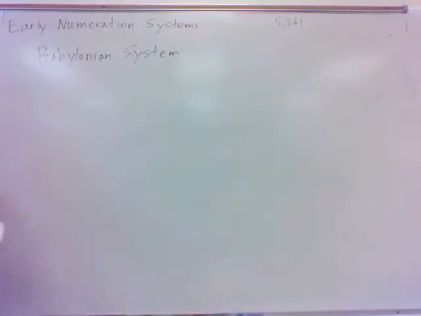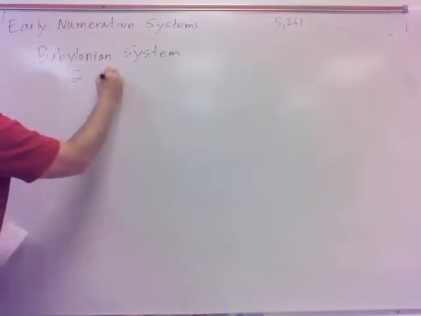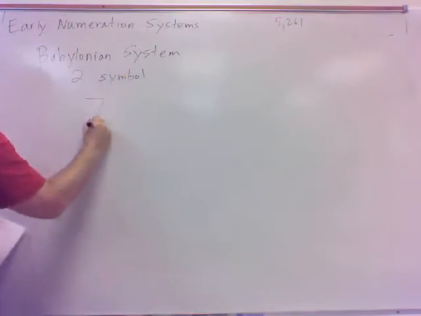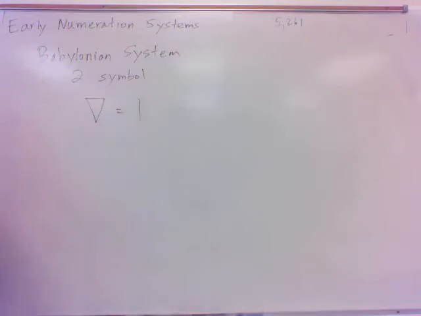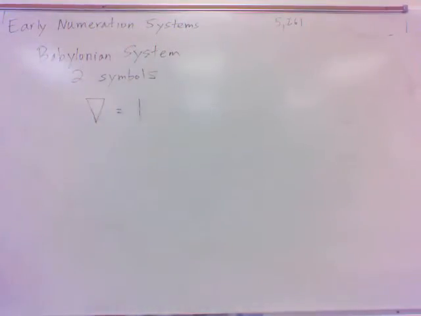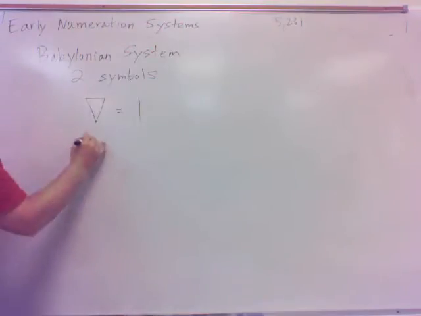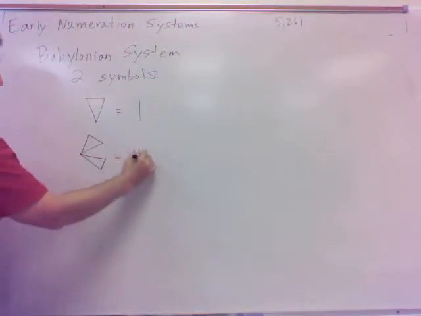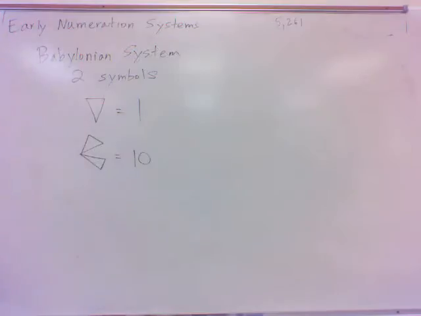And interestingly enough, their system had only two symbols. It was a symbol for 1, which is, they used a wedge. And they used a double wedge, two wedges angled together like so or something like that, for 10. That's all the symbols they had.